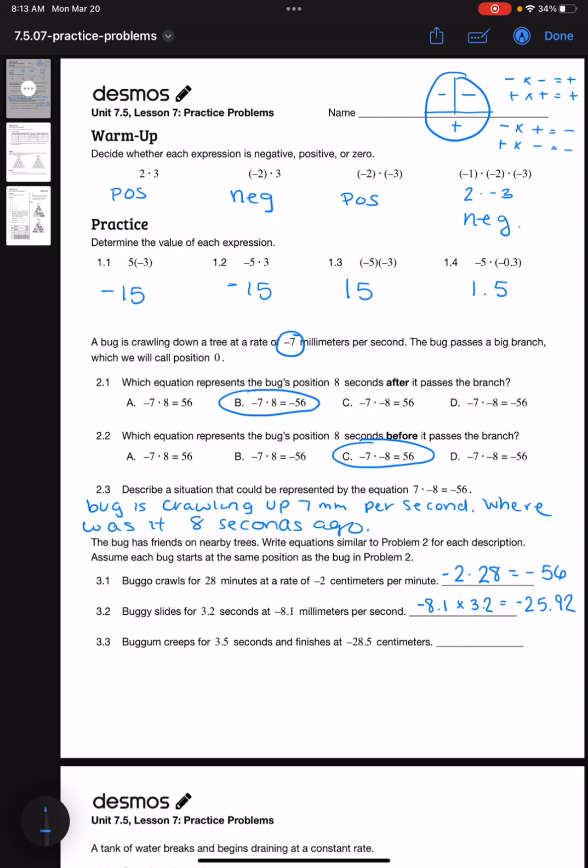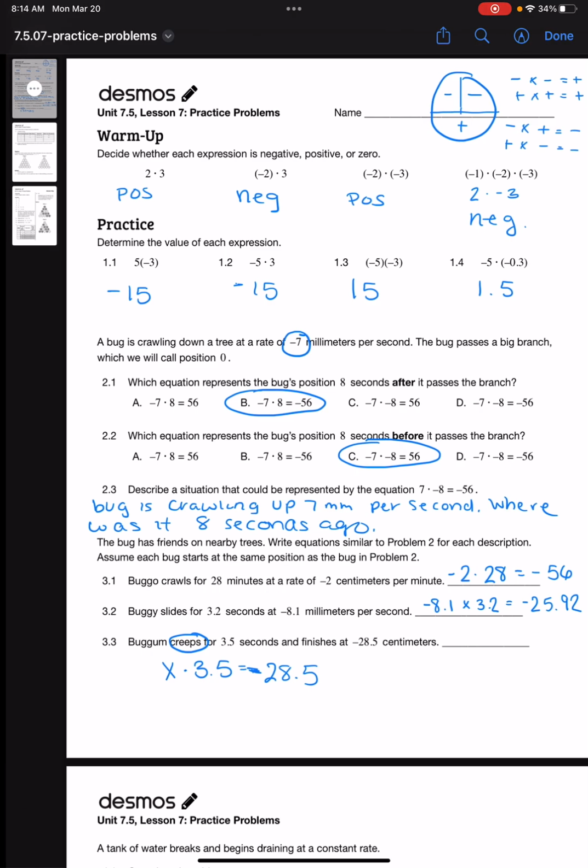millimeters. And now Bug'em is creeping for 3.5 seconds and finishes at negative 28.5. So however much he's going down, oh, it looks like he's going up. I don't know, maybe he's going up. We're at 3.5 and it equals, oh no, he's going down. Negative 3.5. Creeps. You could creep up or down, I guess. And that would be my equation for that.